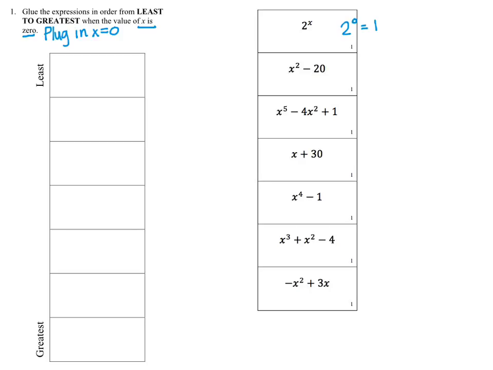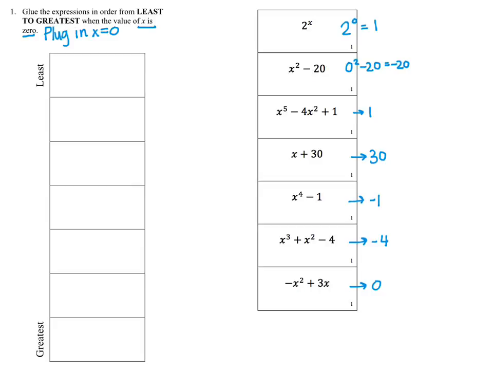On the second one, x squared minus 20, if I go 0 squared minus 20, my answer is negative 20. The next one, same kind of thing. I'm going to replace all of the x's with 0. My answer on this one is a 1. X plus 30, when I plug in a 0, I get a 30. X to the 4 minus 1 gives me a negative 1. The next one gives me a negative 4. And then the last one gives me a 0.